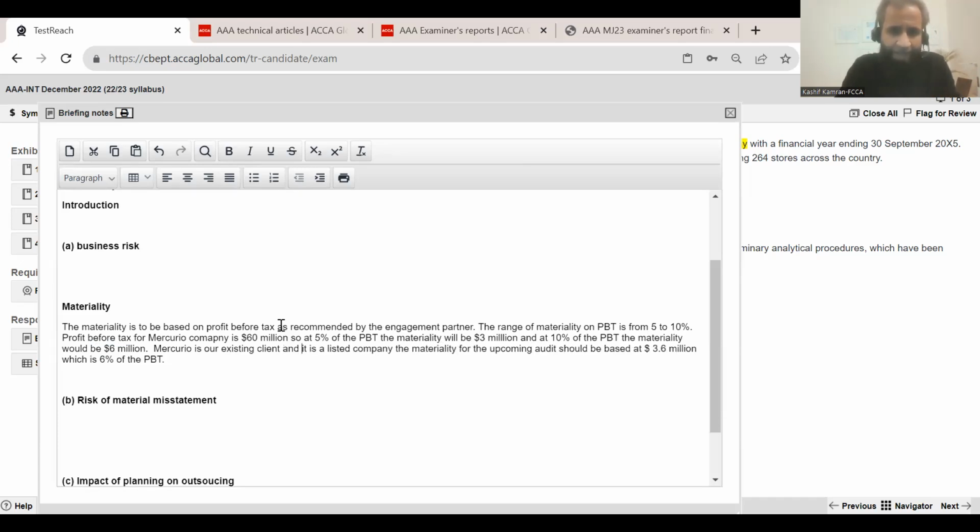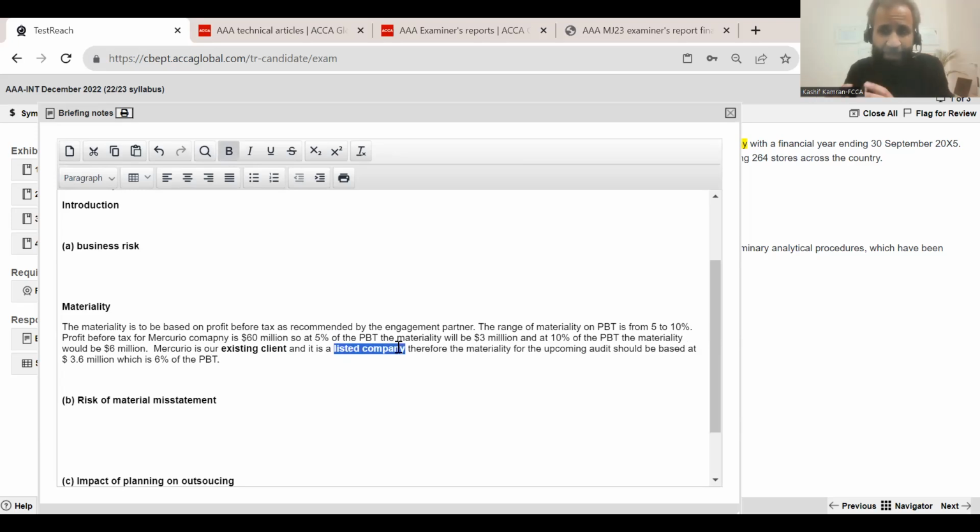Mercurio is a listed client and it is a listed company. Therefore, the materiality for the upcoming audit should be based at $3.6 million, which is 6% of the profit before tax. So what is my justification for keeping it at 3.6? Number one, it's an existing client. And number two, it's a listed company.